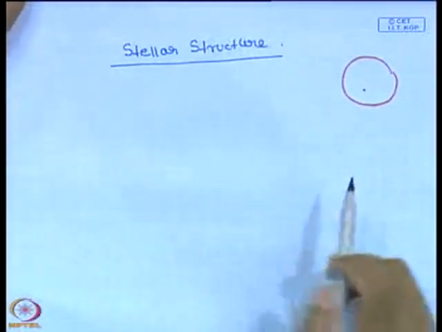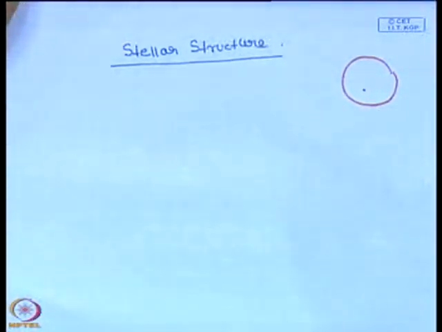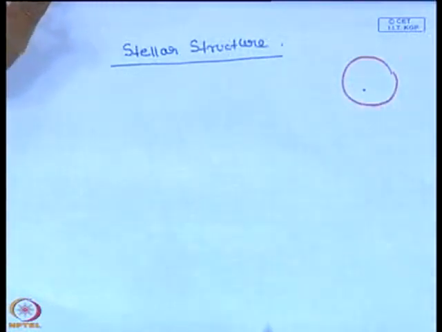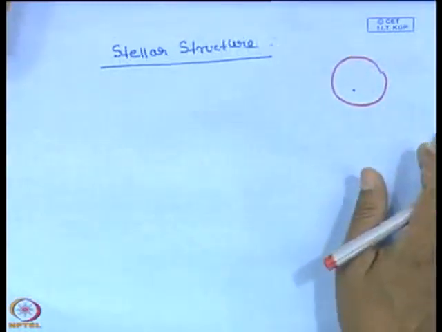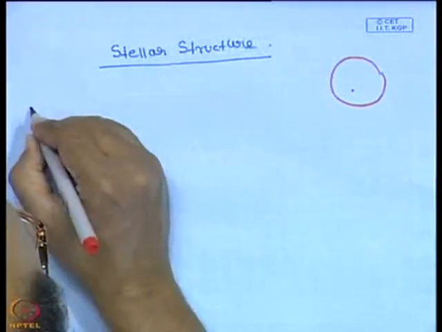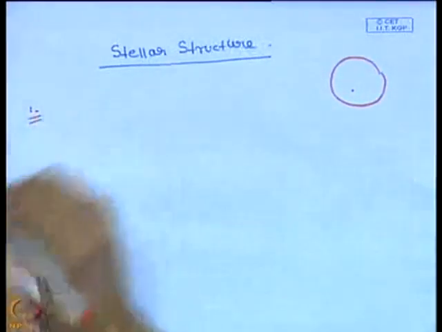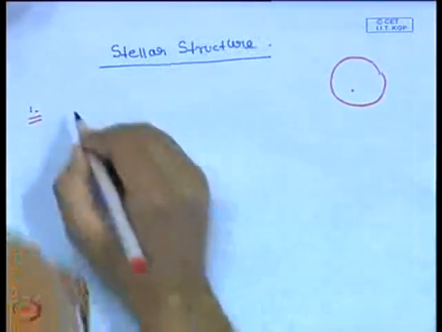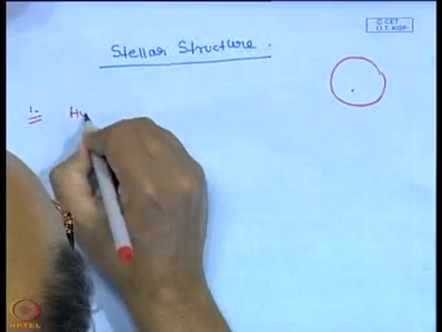it is by and large, most stars are hot gas, they are plasma, ionized hot gas. Okay. So, there are 4 equations governing the structure of a star. The first equation is the equation of hydrostatic equilibrium. Okay. So, it is the equation of hydrostatic equilibrium.